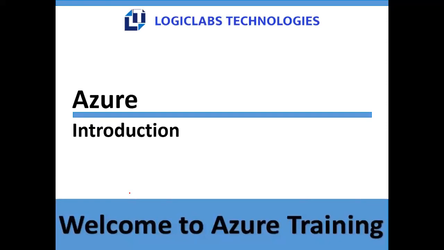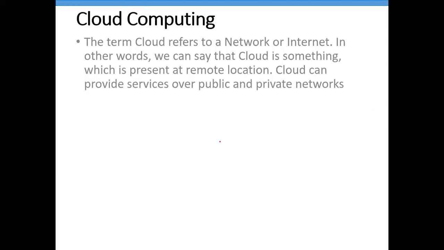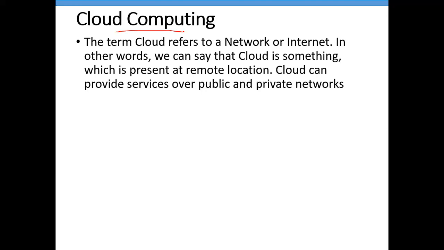Now, whenever a word comes to your mind, Azure, AWS, Google Cloud, Oracle Cloud, Alibaba Cloud, whenever these names come, the first thing that needs to come to our mind is cloud computing. Why cloud computing? Because all these cloud platforms are developed based on the technology called cloud computing.